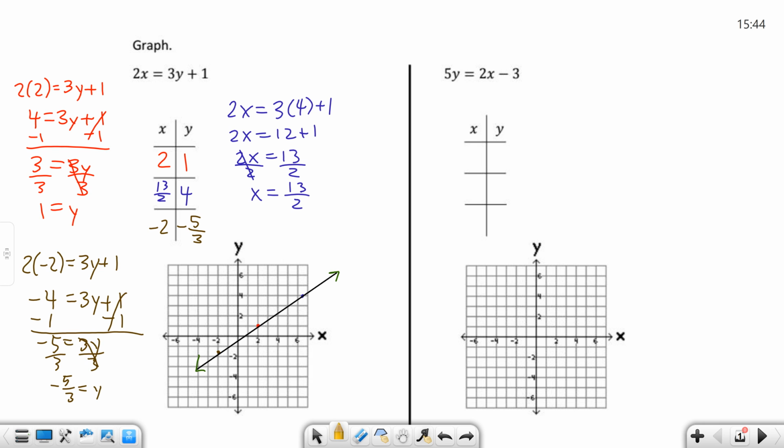All right, so let's do the same thing on the one on the right over here. So what do you want to let be something, x or y? Which one? x, and let it be what? 3. Let x be 3.